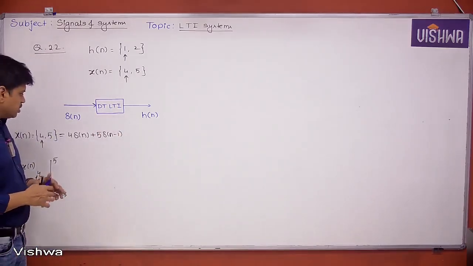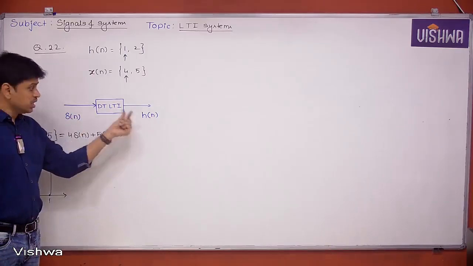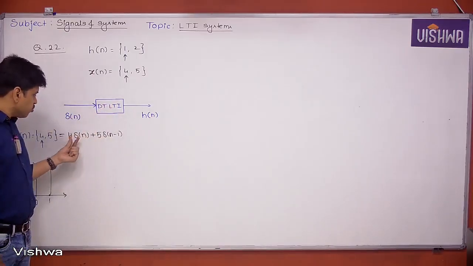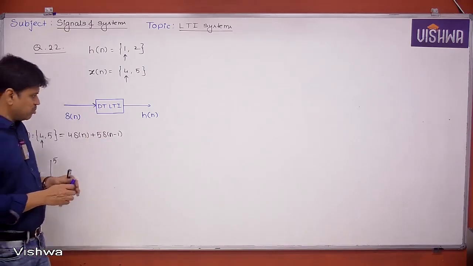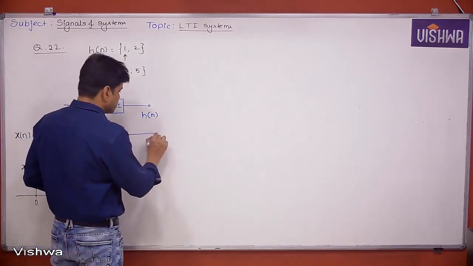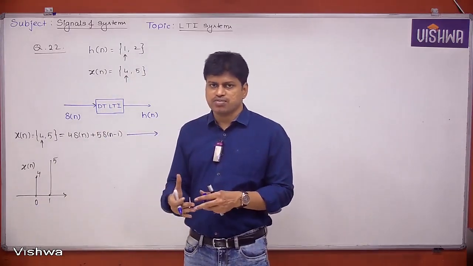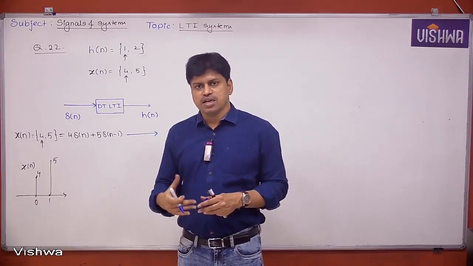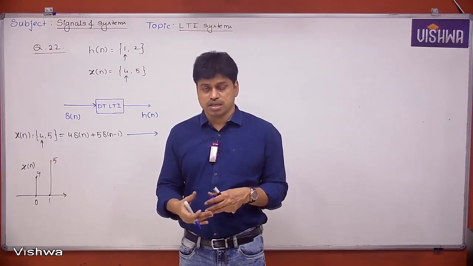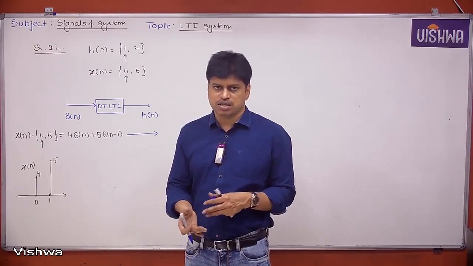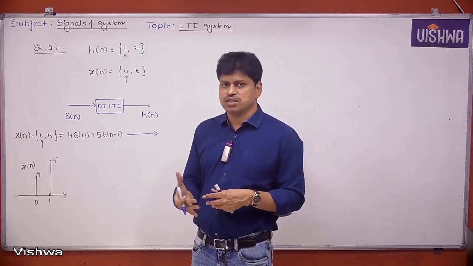Now, try to understand. For delta n, the output is h of n. If it is an LTI system, 4 delta n plus 5 delta n minus 1, for this, can you tell me what is the output? We know, just now we have seen that x of n having y of n, then k1 x of n plus k2 x of n minus n naught is having the same kind of output, but we just have to replace x with y.